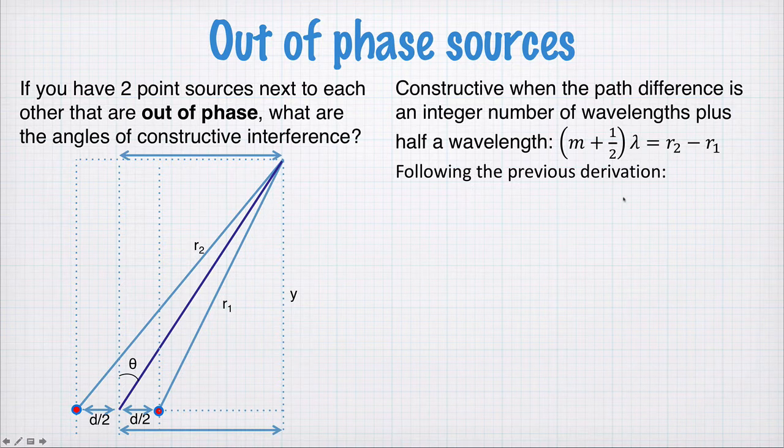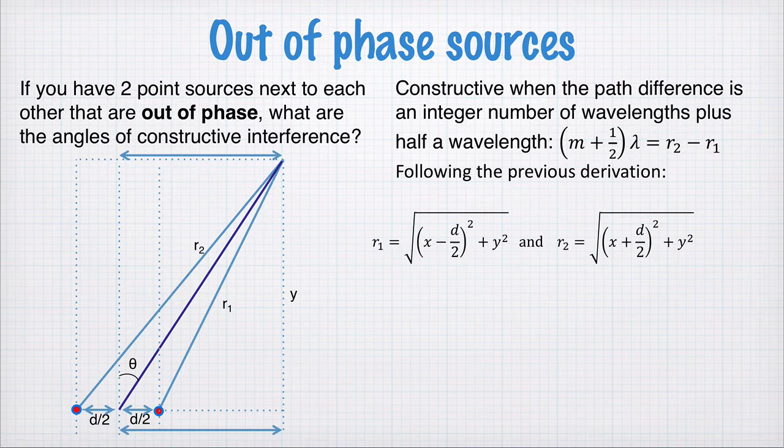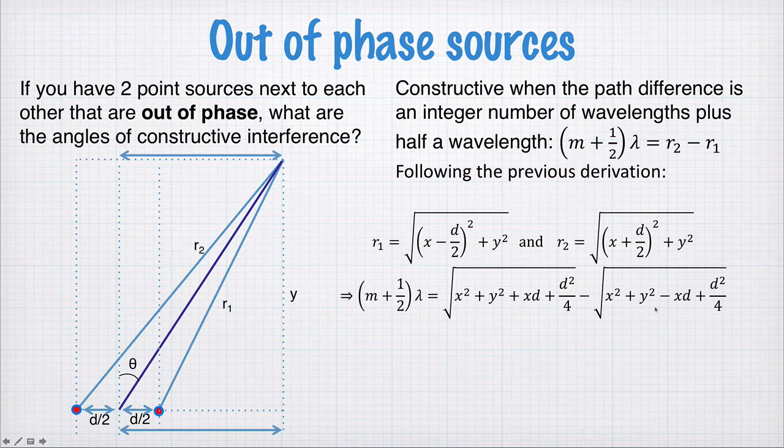So we can use all of the things we did in the previous derivation. We got the construction here for R1 and R2. And now the difference between R1 and R2, instead of being m times lambda, is m plus a half times lambda. So the difference is this plus a half, this extra half wavelength, that gives us back the constructive interference in the case where these two sources are now out of phase.